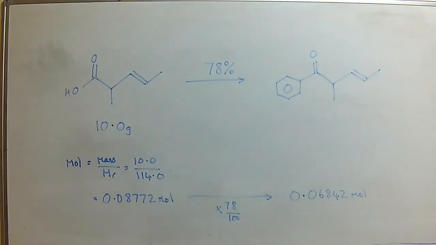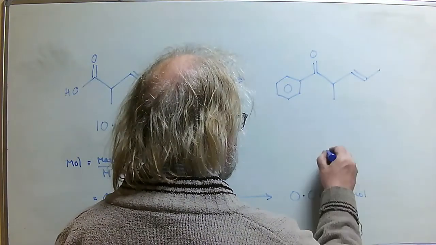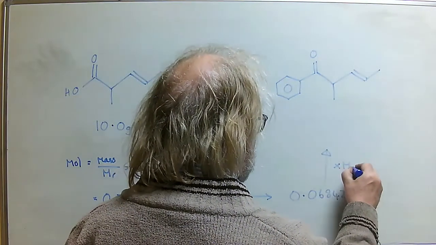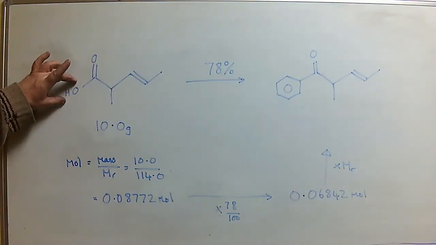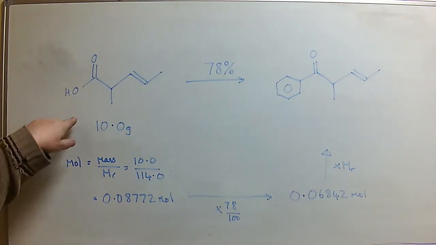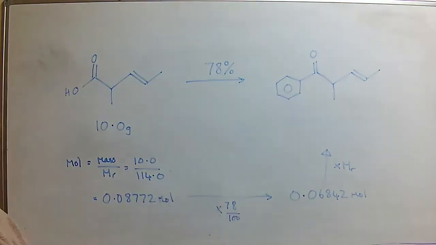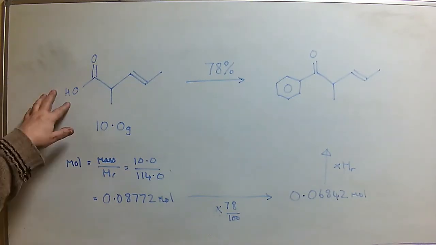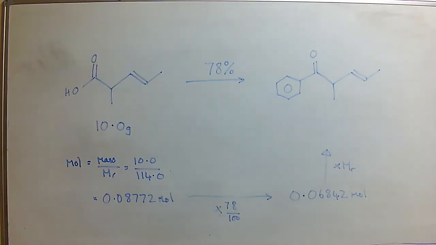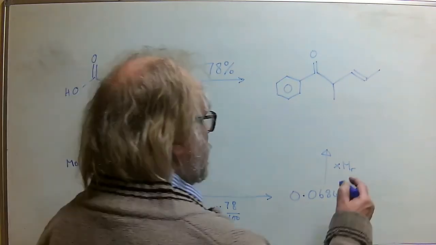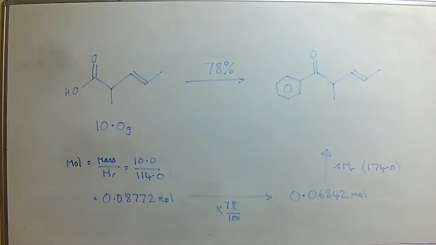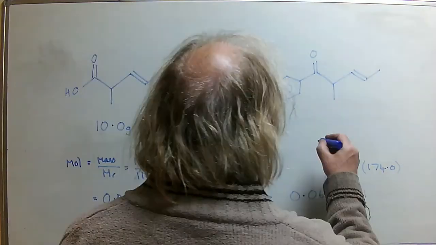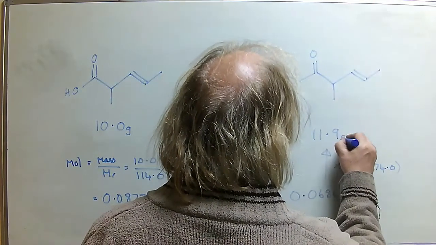So then finally, you've got to turn that back into a mass. So you multiply by mR. And obviously the mR is different, because you've got rid of the OH, which means you've lost 17 from the mR, but you've replaced it with a phenyl group, which means you've added 77. So if you take away 17 and add 77, you add 60, which gives you an mR of 174.0 for that compound. And if you multiply that out, you get 11.9 grams, which is the answer.